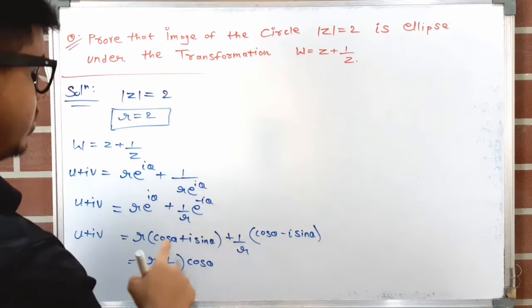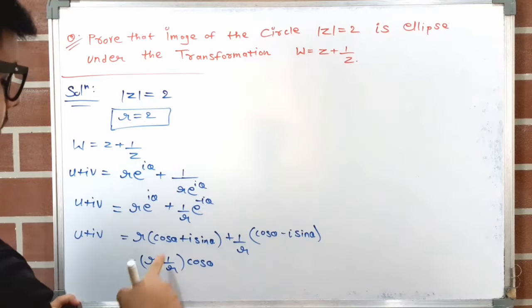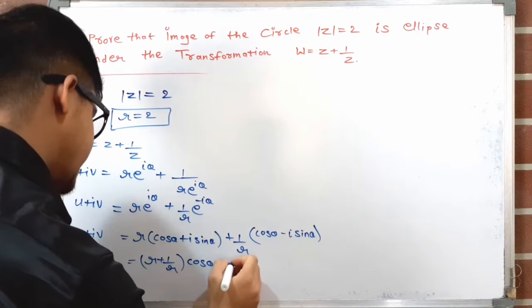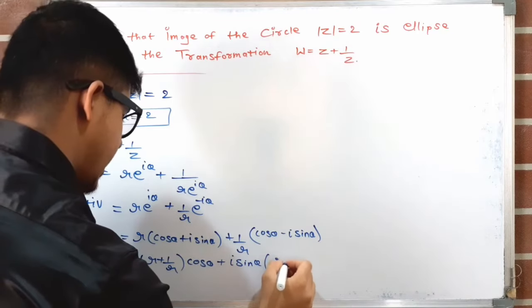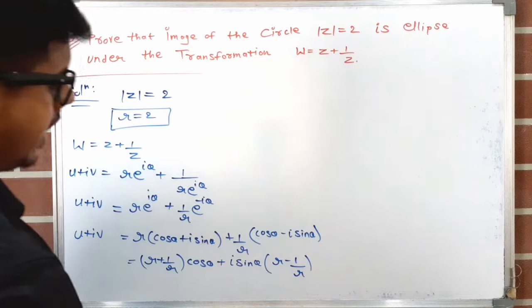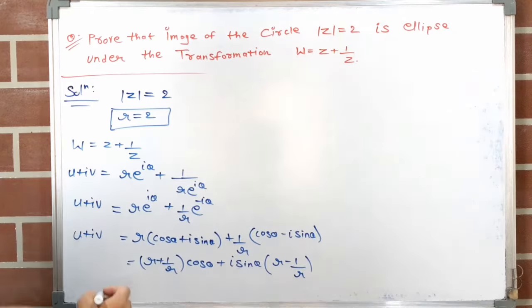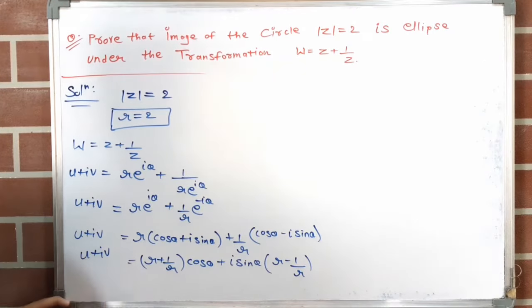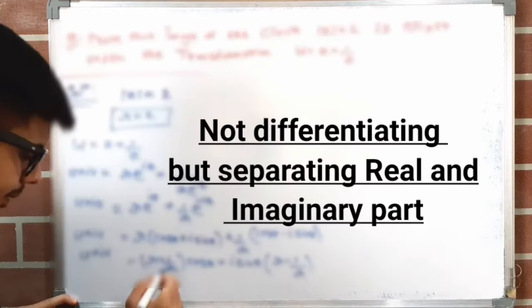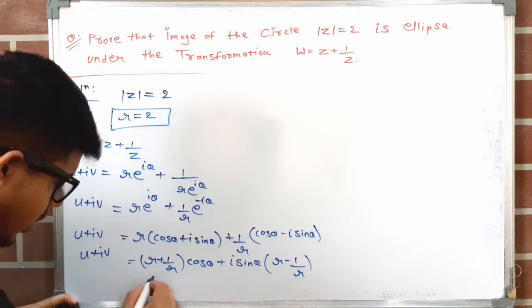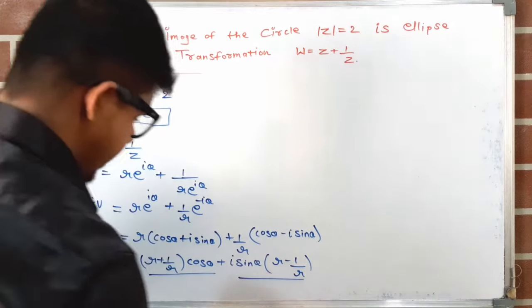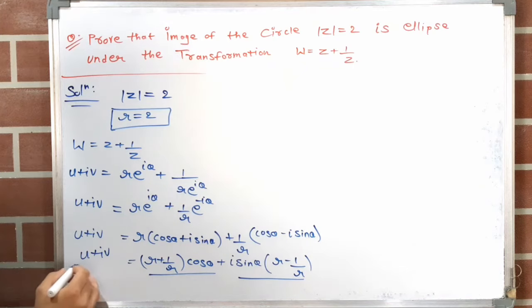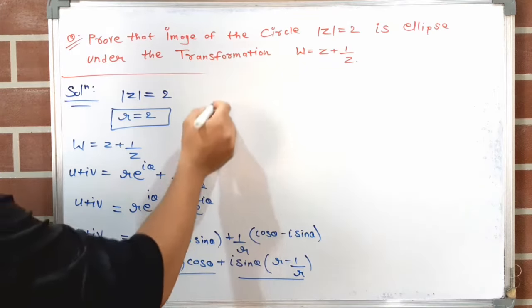So cos theta from these two terms is taken as common, so we will get r plus 1 upon r. Now this is plus i into sin theta into r minus 1 upon r. Okay, I hope you understood this term. So now we will differentiate the real and imaginary parts. From the right hand side you will observe the real part as this and imaginary part as this, and similarly on the left hand side u is the real part and v is the imaginary part. So we will write it.